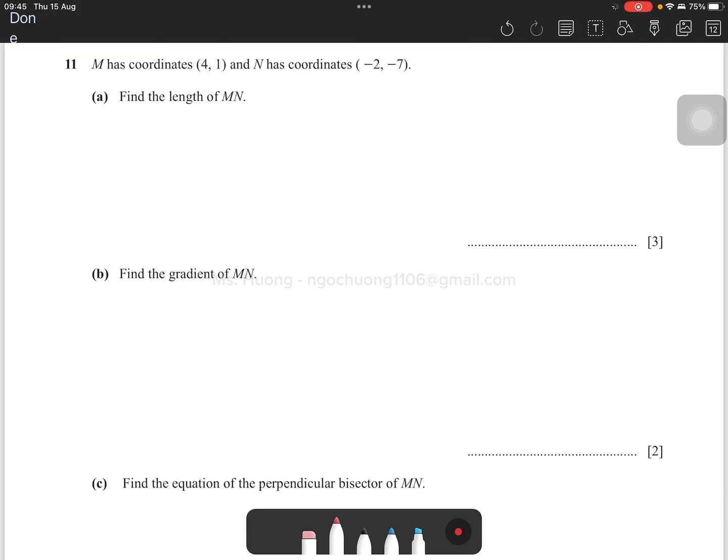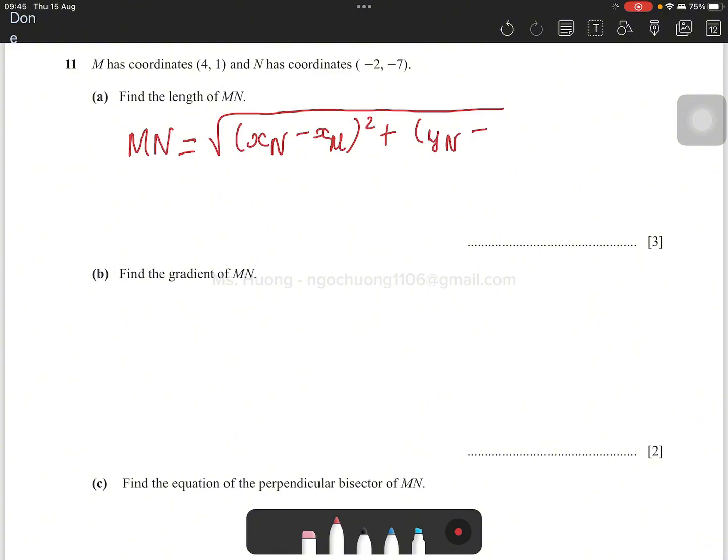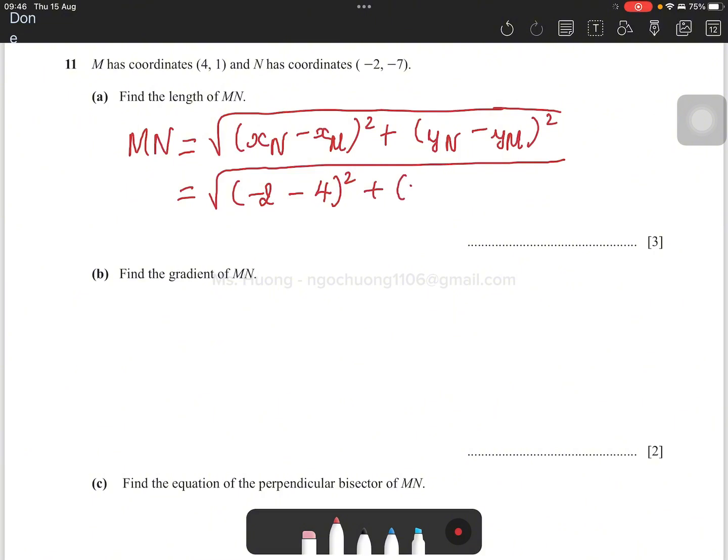Question 11. M has coordinates (4, 1) and N has coordinates (negative 2, negative 7). Find the length of MN. MN is equal to the square root of (xn minus xm) squared plus (yn minus ym) squared. So we'll substitute: xn is negative 2, xm is 4. Yn is negative 7, ym is 1. So this one is equal to 10.